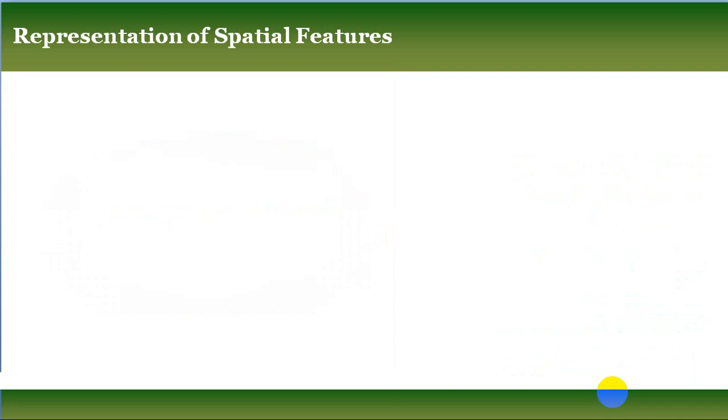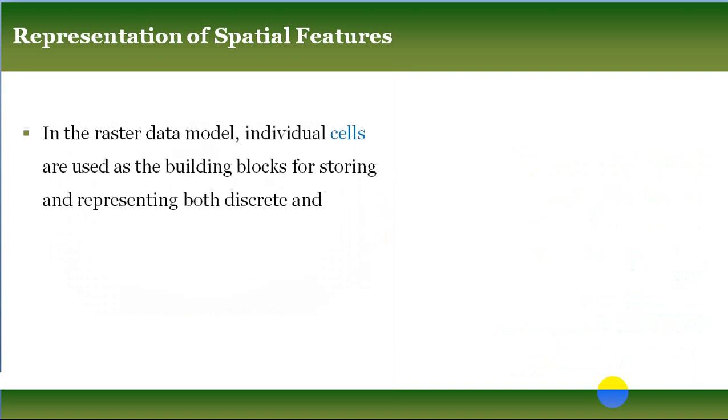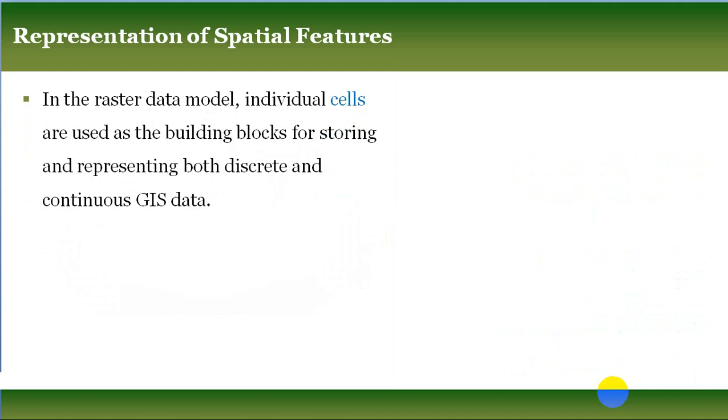So, representation of spatial features, or representation of different types of geographical features in a computer. In the raster data model, individual cells, or individual pixels, are used as the building blocks for storing and representing both discrete and continuous geographical data. So in the raster data model, whether you represent discrete or continuous geographical data, the ultimate building block is nothing but the cell or pixel.